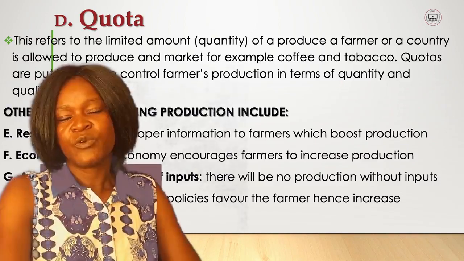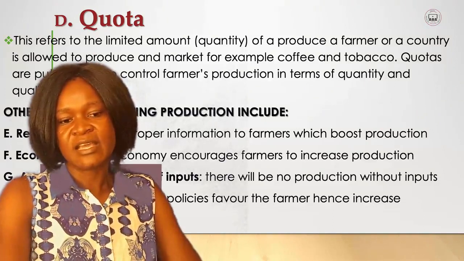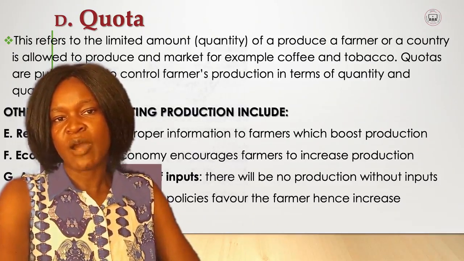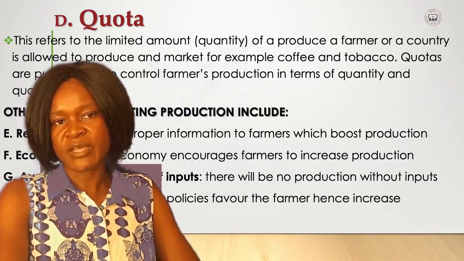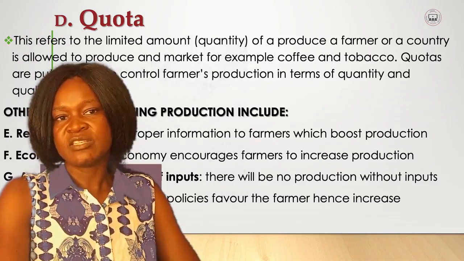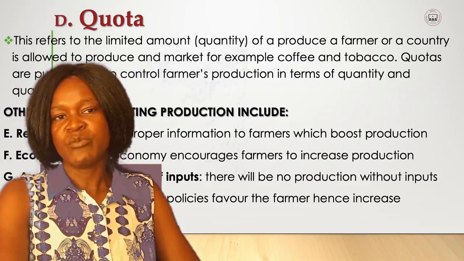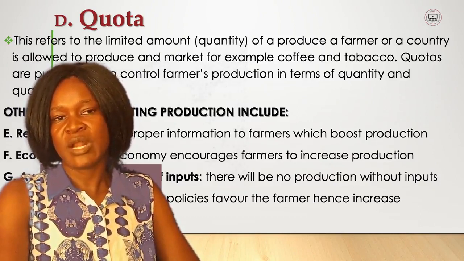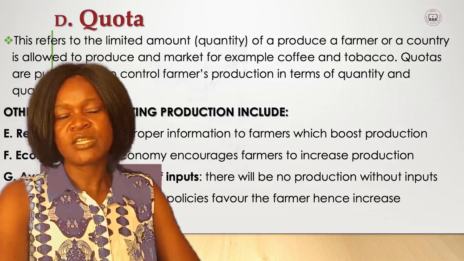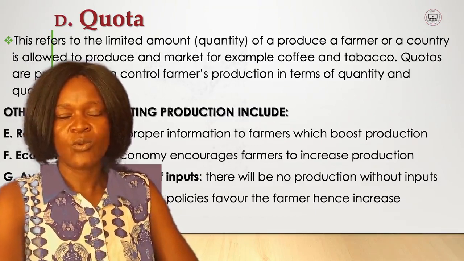More especially for the products which we rely on the external buyers. Those buyers set a limit on how much they are going to buy from the farmers or from the government. So if the limit is too low, it means the production will also be low. But if the limit is high, it means the production will also be high. That's how quota will affect production.